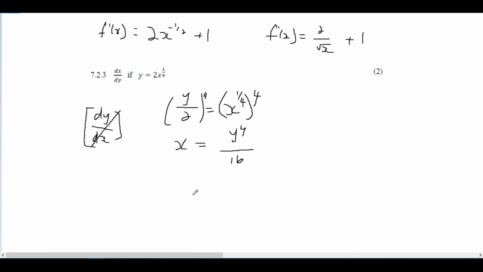Alright? And then from here we can determine dx over dy, and we're left with, we multiply our coefficient by our exponent, which in this case is 4 over 16, which simply becomes 1 over 4 y to the power of 3.